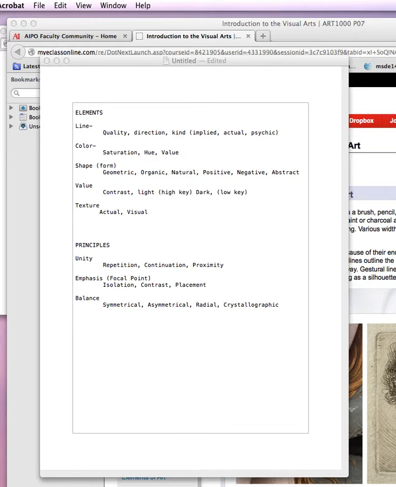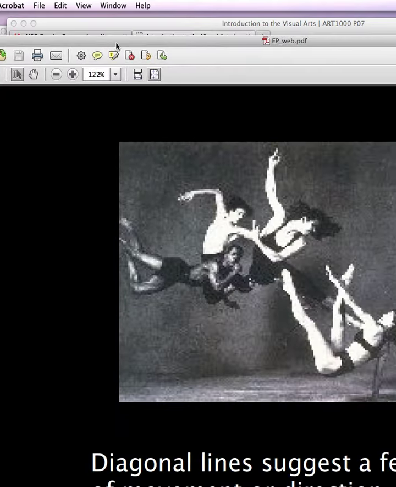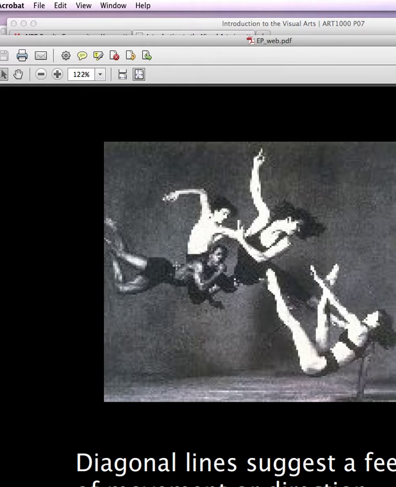Direction, very important. Let's see if I can pull up an image on direction. Here we go. What you find when you look at lines is, first of all, diagonal lines suggest movement. You see these dancers are just caught in space, but you have a strong sense of the action in that particular thing because of these diagonal lines of the bodies and how they work, all right?